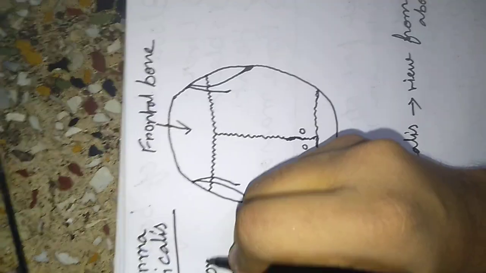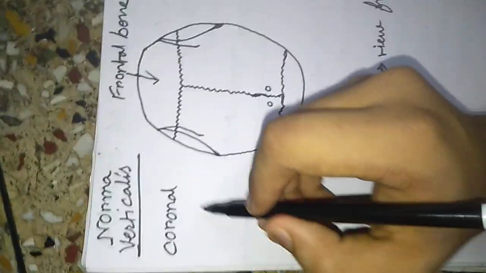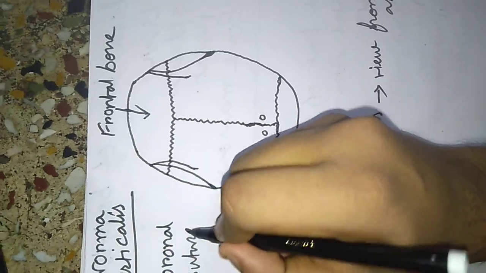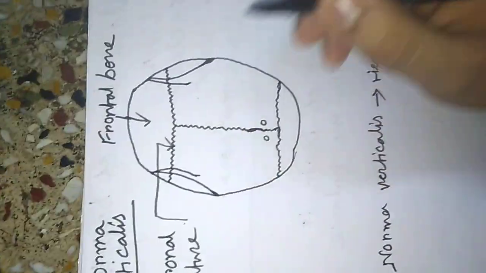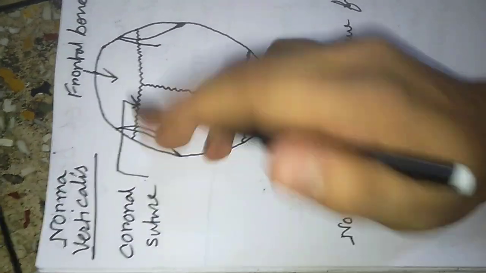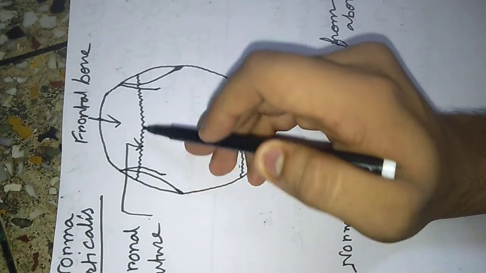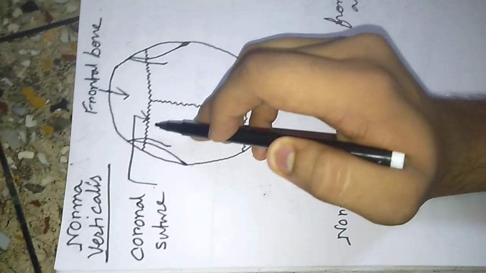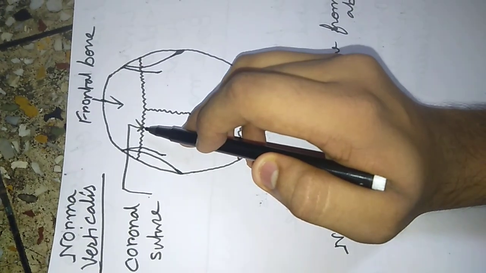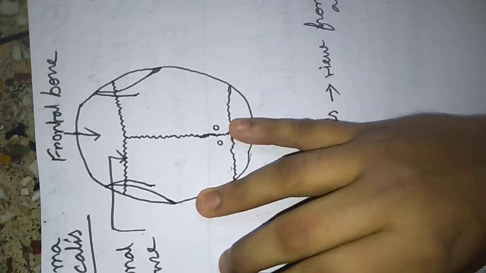This is the coronal suture. I discussed the main four sutures of the skull before. What is the coronal suture? The coronal suture separates the frontal bone from the two parietal bones. This is the total coronal suture. This is also the coronal suture.